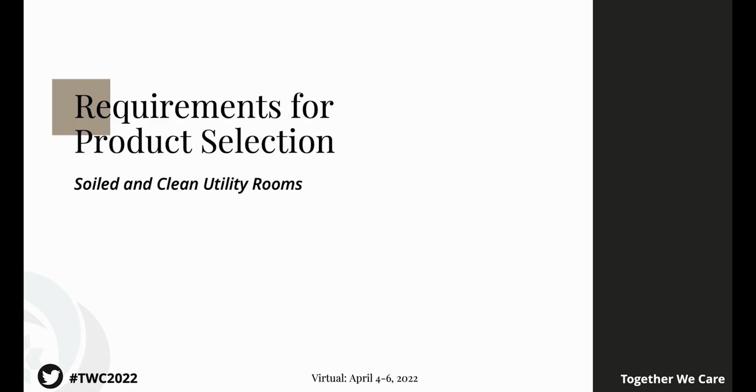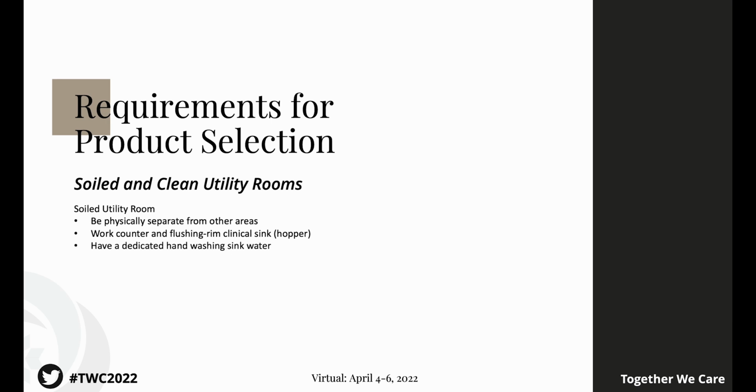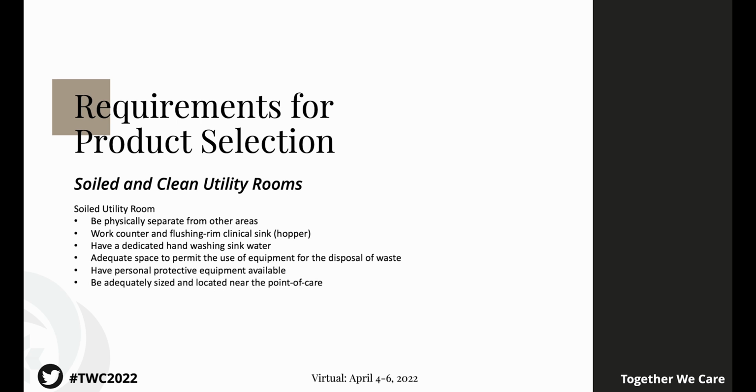You must know the difference between a soiled utility room and a clean utility room, and the cleaning that is required for each type of room. A soiled utility room must be physically separate from other areas. There should be a work counter and a flushing rim clinical sink or hopper. You should have a dedicated sink that is only meant for hand washing, that is separate from other sinks. You should have adequate space to permit the use of equipment for the disposal of waste. You should always have personal protective equipment available that should be adequately sized and located near the point of care.